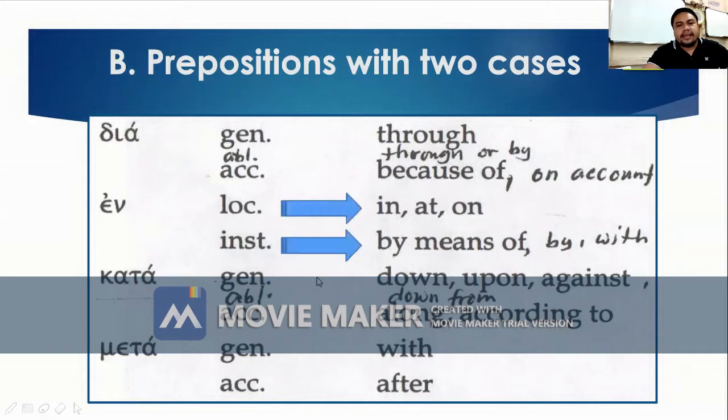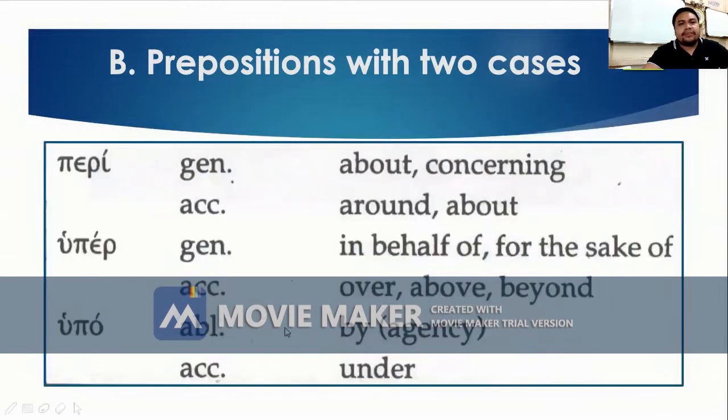So that is kata. Next is the word meta. Genitive, it means with, and accusative, after. So meta: with. Next, with two cases also, is peri. In genitive, it means about or concerning, and accusative, around or about. Next is hyper. In genitive, in behalf of, for the sake of, and in accusative, over, above, or beyond. So hyper sounds like over.